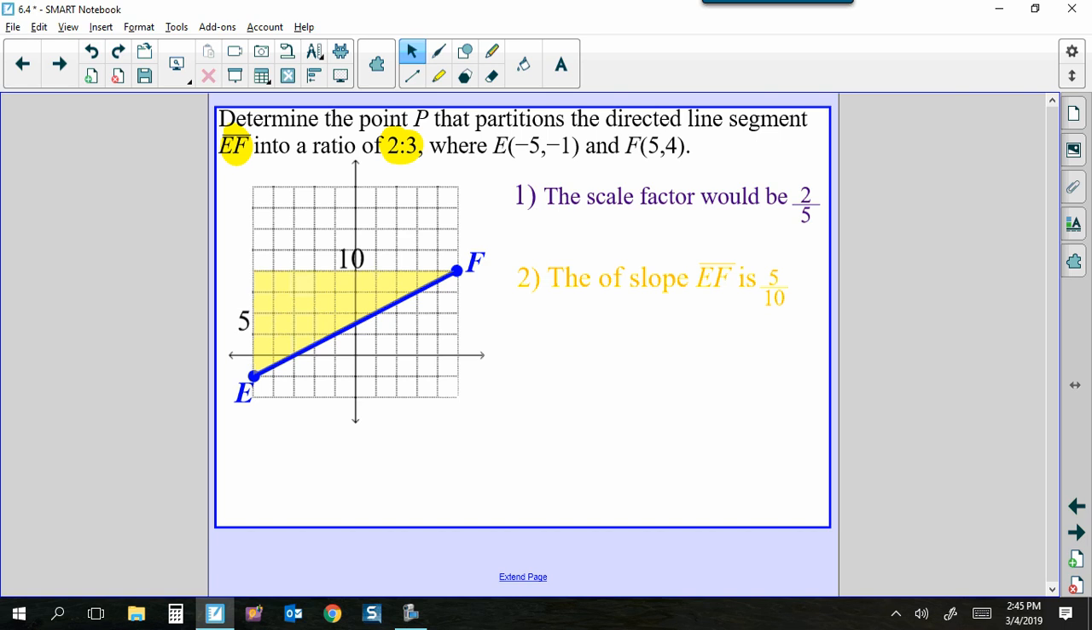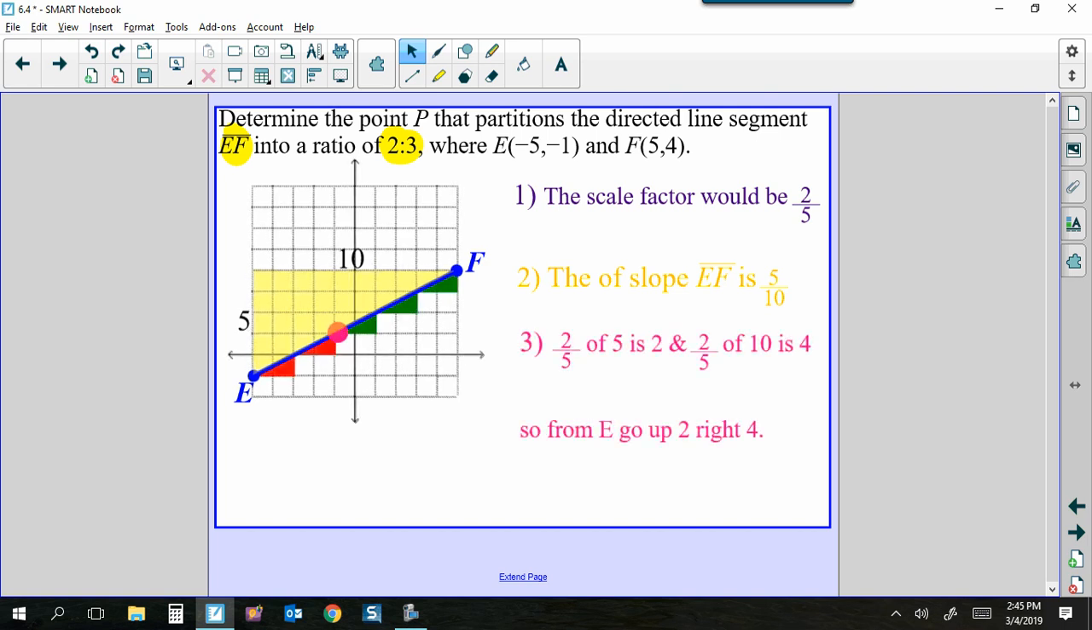Our third step is to now apply that scale factor to the slope. So 2/5 was my scale factor. My rise is 5, so I need to figure out what 2/5 of 5 is. If you multiply those, the 5s are going to cancel and you're going to be left with 2. Next, do the same with the run. I need to figure out what 2/5 of 10 is. 5 into 10 is 2, and 2 times 2 is 4. So 2/5 of 5 is 2, and 2/5 of 10 is 4.